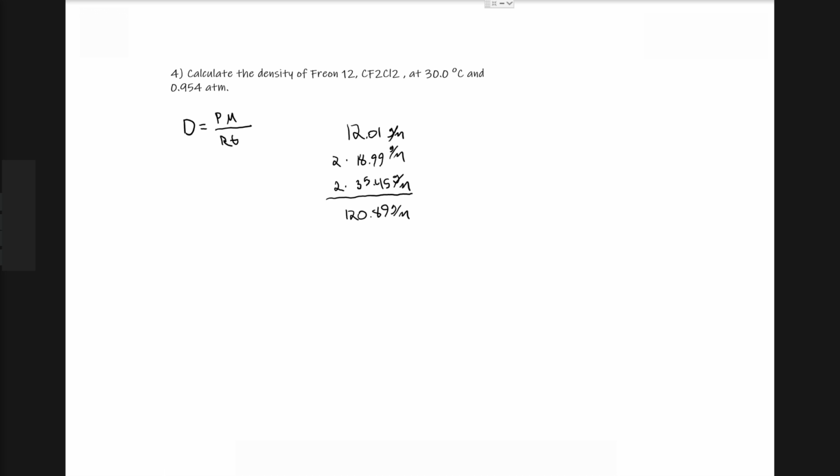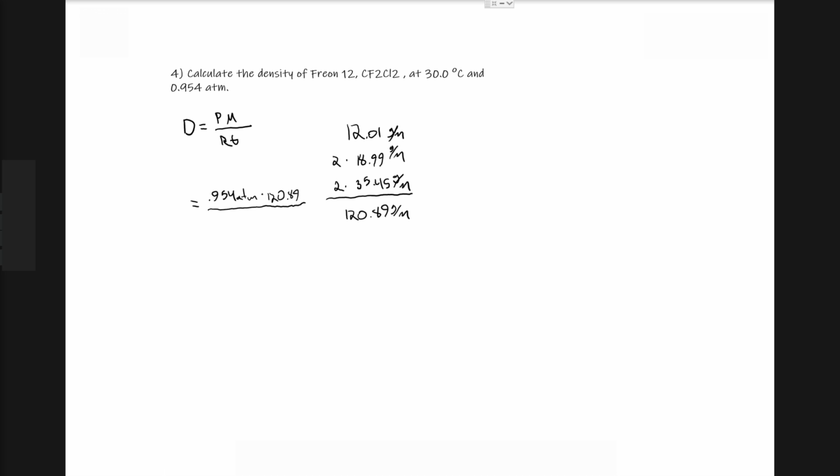And now we just need to go ahead and plug in the rest of our information. So we have D equals pressure. Pressure, they gave us 0.954 atmospheres. Multiply that by the molar mass, so times 120.89.